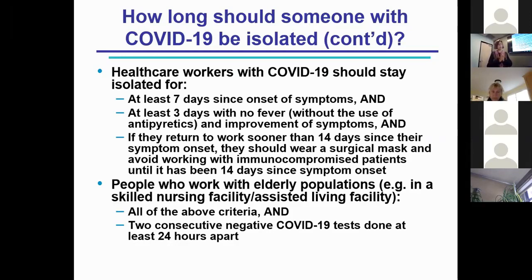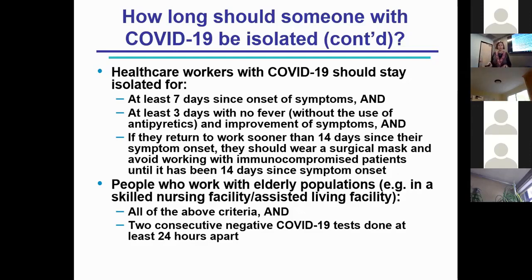So healthcare workers should be isolated, again, for at least 7 days after symptom onset, plus the 3 days with no fever and improvement of symptoms. And if they return to work sooner than 14 days since symptom onset, so if they have that 4-day period where they're returning to work, they need to wear a surgical mask and avoid those vulnerable patients until at least 14 days after symptom onset, which essentially boils down to, if you go back to work after your 10 days, you have 4 days where you really need to wear a mask and stay away from vulnerable populations. This is the CDC guidance. They did this because they recognize the need to have healthcare workers go back to work as quickly as possible.